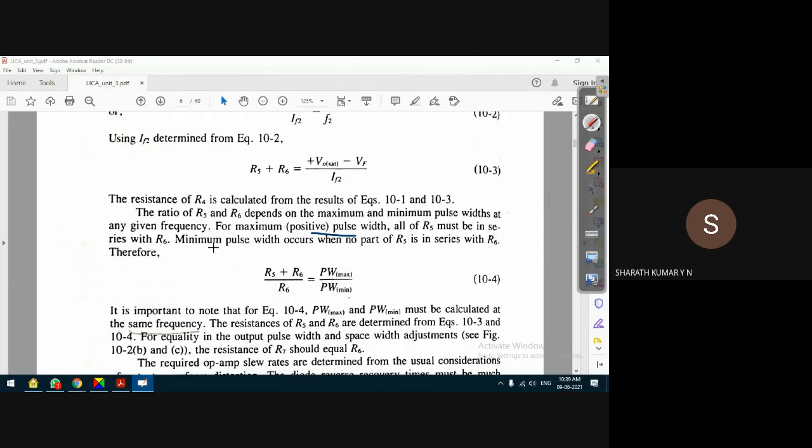And for minimum pulse width, definitely R5 should be lesser. No part of R5 should be 0 or minimum, because in a practical circuit, even if you reduce a potentiometer to 0, the resistance will not be 0. It will be some minimum resistance.